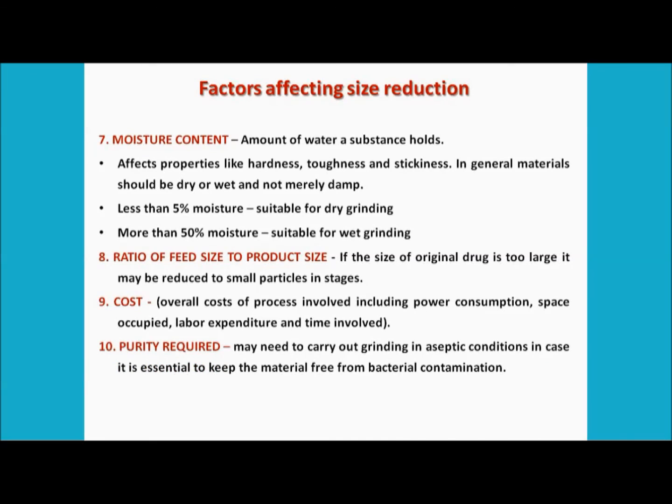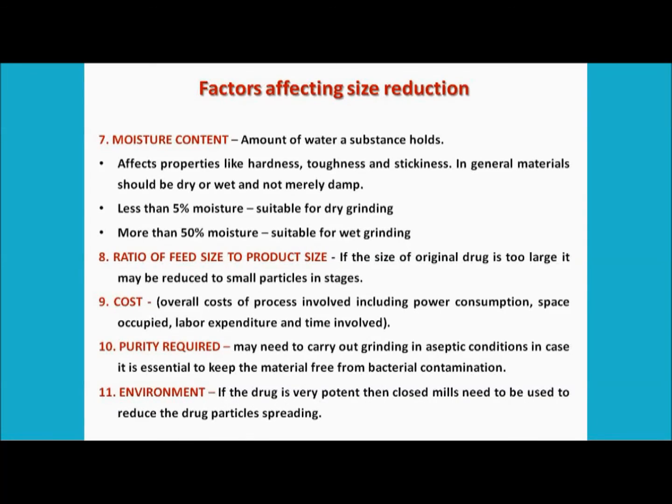The next term is the purity required. We may need to carry out grinding in aseptic conditions when it is essential to keep the material free from bacterial contamination. In such cases, the drug or material needs to be ground in an aseptic condition. The last one is the environment. If the drug is very potent, then a closed mill needs to be used so that the drug particles don't spread to the workers who are working in the process of size reduction.